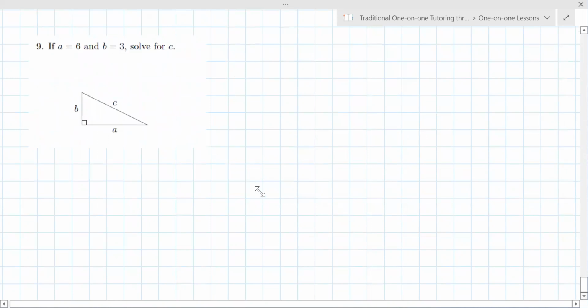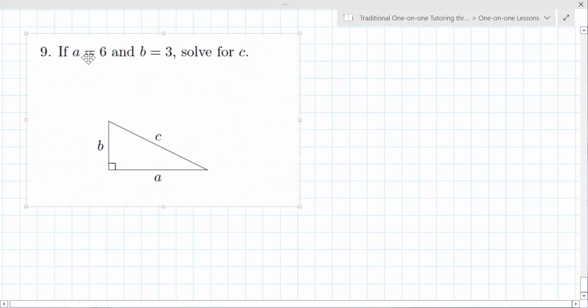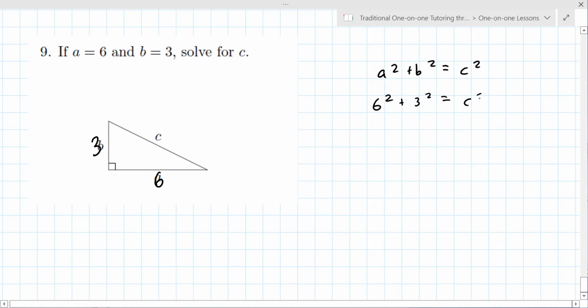Okay, so here is a kind of a worksheet problem here. If A is 6 and B is 3, solve for C. So here's A, here's B, and they want C. And A squared plus B squared equals C squared. So you have to be able to square quickly. What is 6 squared? 36. 3 squared, 9. equals C squared. You have to be able to add quickly. 45. And then you have to be able to take the square root of both sides. So now you know how to do that. So go ahead and reduce that for me, please.